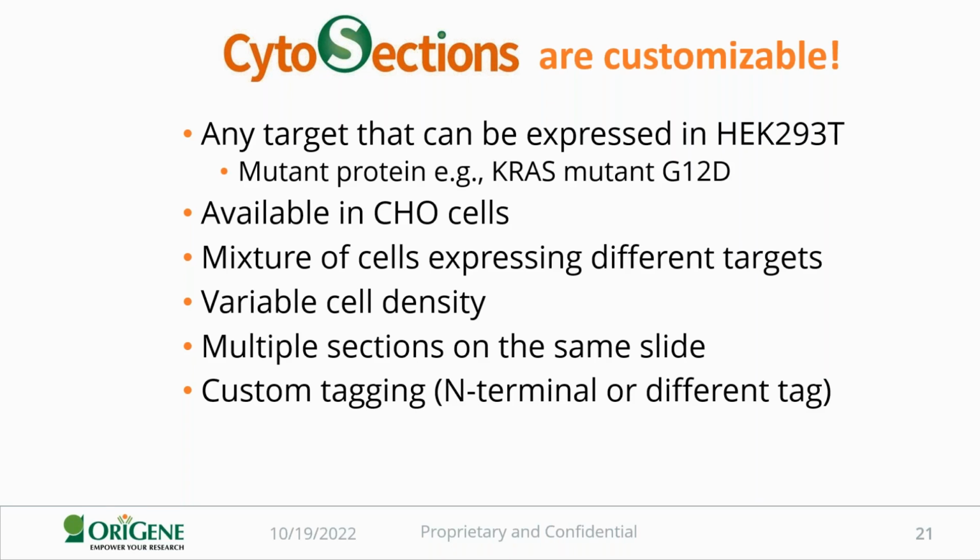Next is whether you can do it in other cell lines. Yes, we have tried it in CHO cells. We haven't tried it in others, but we can certainly do that for you. Mixture of cells, different targets. Sometimes there are customers who say, I want multiple KRAS and maybe I need GRP1 or some other protein. So we can certainly mix the cells for you. We can give you variable cell densities. Sometimes we can do 50,000 cells in the core or 500,000 cells, depending on what we can change.